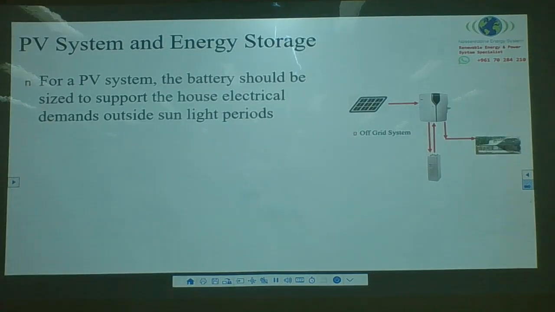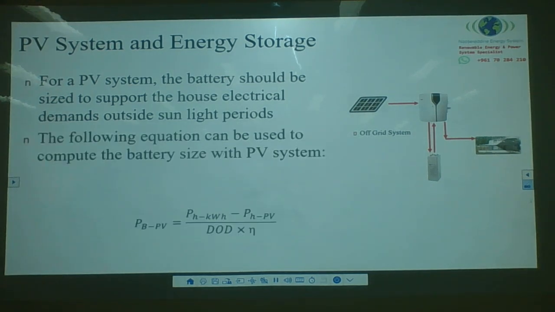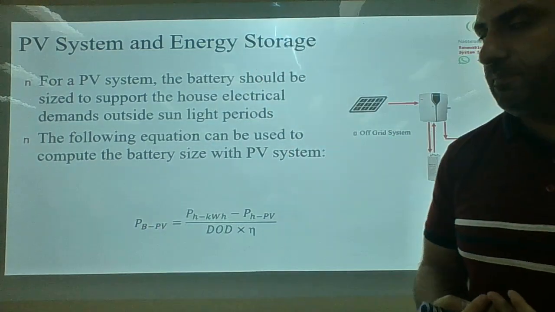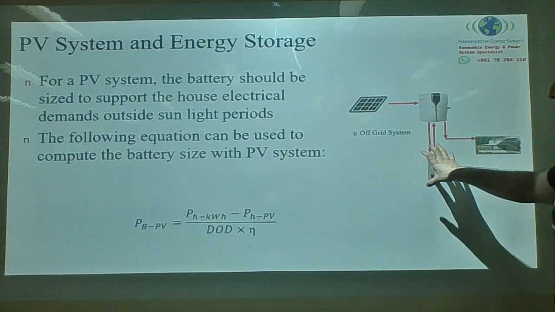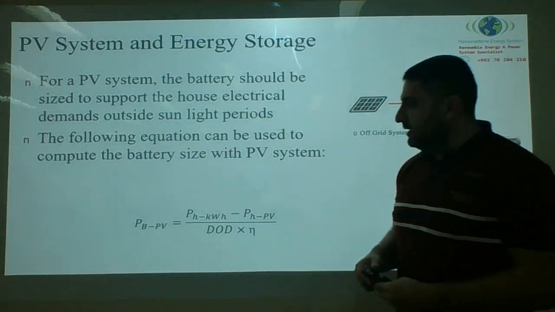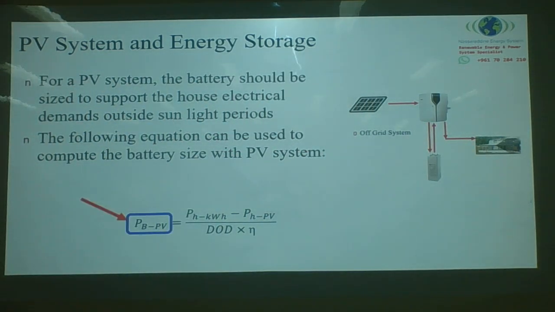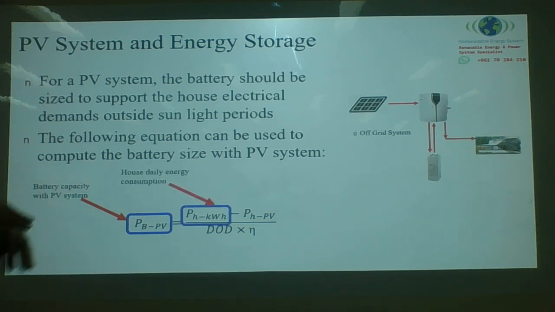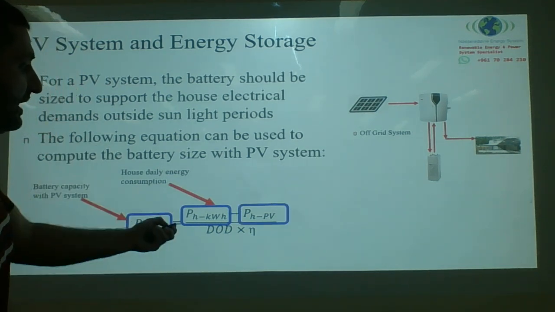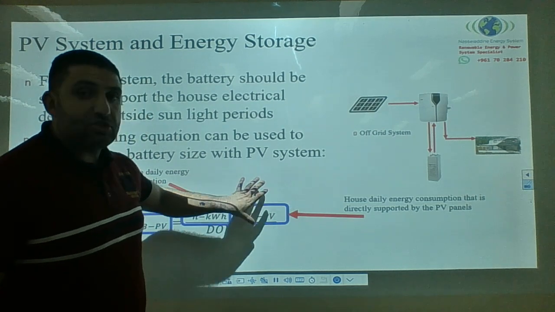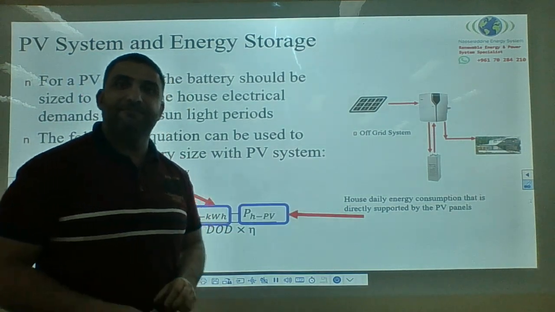solutions. Now, for a PV system, I need to make sure when I design, I have a PV solar system. When I design my battery system, this is my battery total capacity. This is my house daily energy consumption, the entire day for 24 hours, minus this, the house daily energy that's supplied directly from the sun.